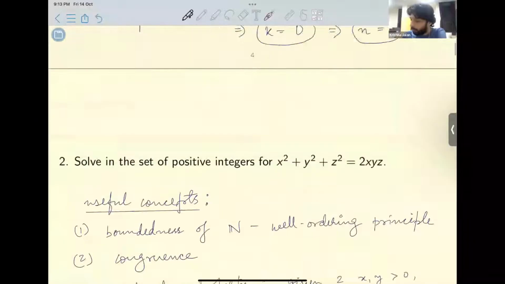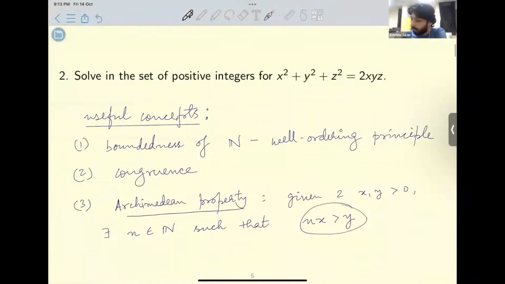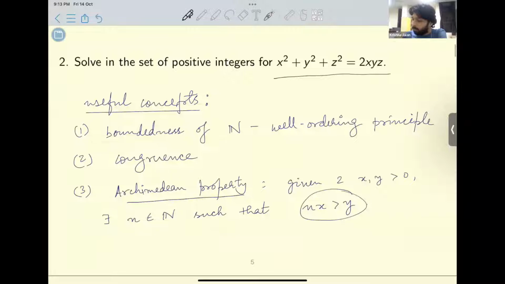So moving on. You want to solve this equation in the set of positive integers: 1, 2, 3, 4, and so on. So what are the key concepts that I'll be using in this?